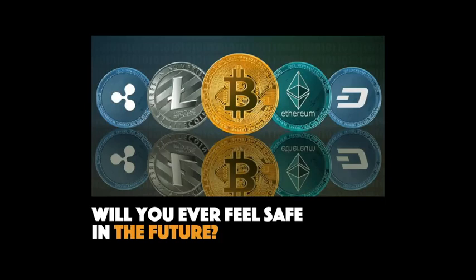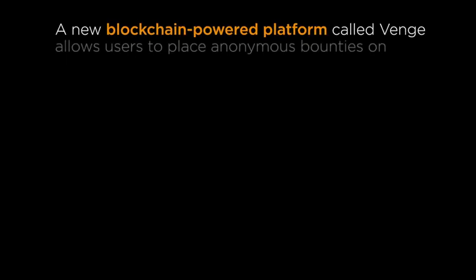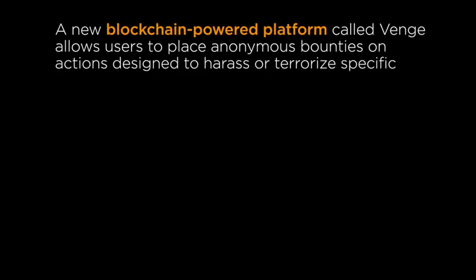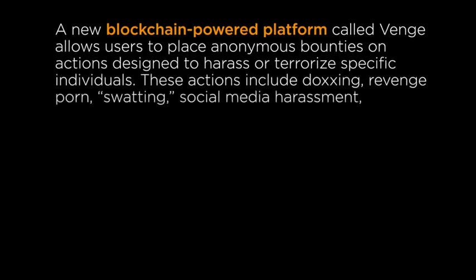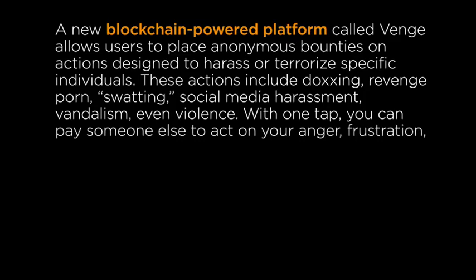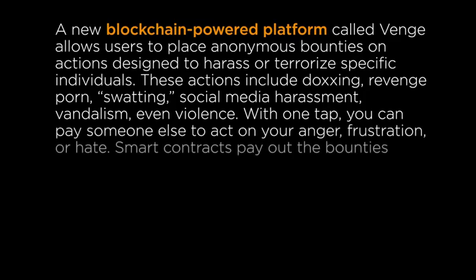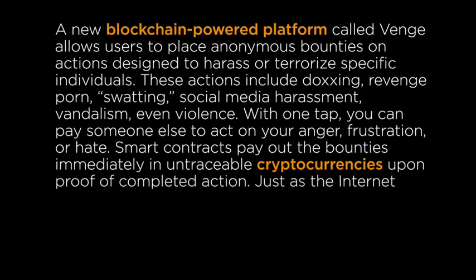Are you ready for a world in which a new blockchain-powered platform called Venge allows users to place anonymous bounties on actions that are designed to harass or terrorize specific individuals? These actions include doxing, revenge porn, swatting, social media harassment, vandalism, and even violence. With one tap, you can pay someone else to act on your anger, your frustration, or your hate. Smart contracts pay out the bounties immediately in untraceable cryptocurrencies upon proof of completed action.